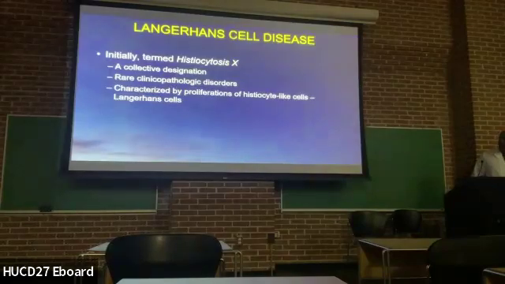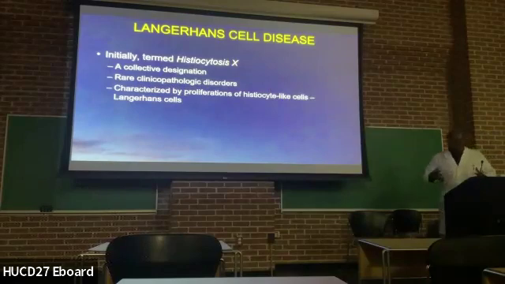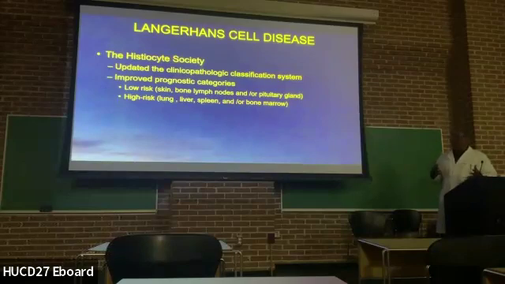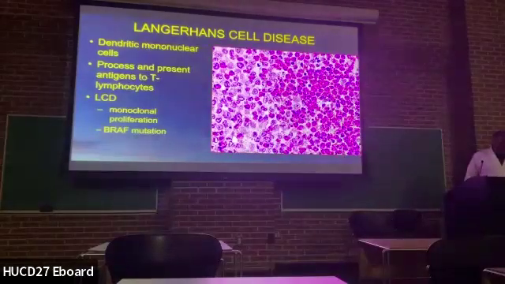All right, Langerhans cell disease used to be termed histiocytosis X, and basically it's a collection of clinical pathologic disorders characterized by, again, a proliferation or monoclonal expansion of histiocyte-like cells called Langerhans cells. Believe it or not, there is a Histiocyte Society. They updated the classification system, and when it comes to prognostic categories, your low-risk patients will have involvement of the skin, bone, lymph nodes, and pituitary gland. High-risk individuals will have lung, liver, spleen, and/or bone marrow involvement.